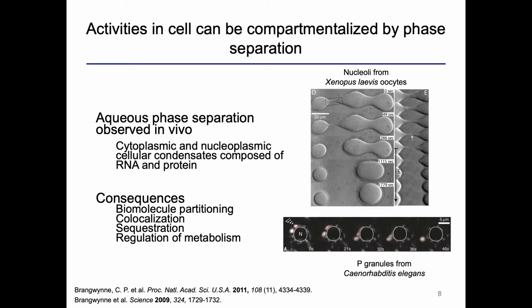And recently people discovered that activities in cells can be compartmentalized by phase separation. A number of cytoplasmic and nucleoplasmic cellular condensates composed of RNA and protein have been reported to have liquid-phase characteristics. Membraneless organelles within the cells, such as nucleoli and P granules, have recently been found to exhibit liquid-like behavior, including spherical shape, fusion, and dripping. There are many consequences of this, such as biomolecular partitioning, colocalization, sequestration, and regulation of metabolism.